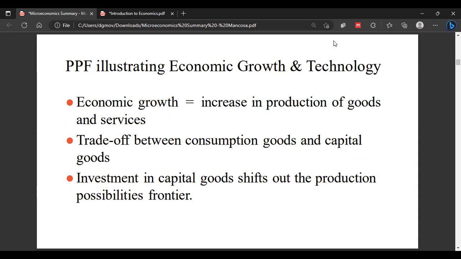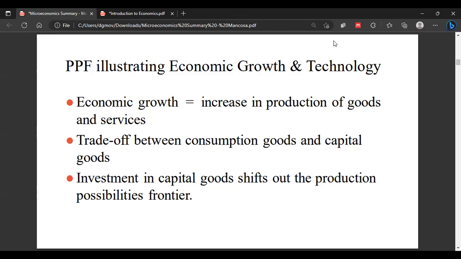We can also use the PPF to illustrate economic growth and improvement in technology. So what is economic growth? It is when you are able to produce more with the same amount of resources. Remember we said resources are limited, but now, for example, there's a technological advancement. You are now able to produce more with the same resources. It simply means your economy is now growing. And in an economy, there has to be a trade-off between consumer goods and capital goods.